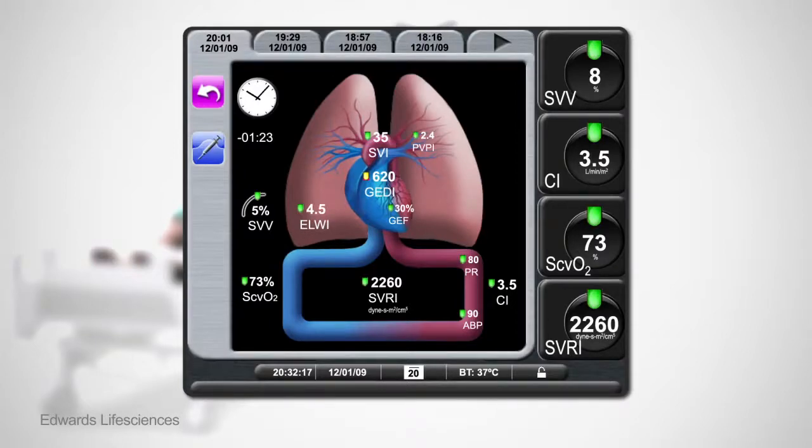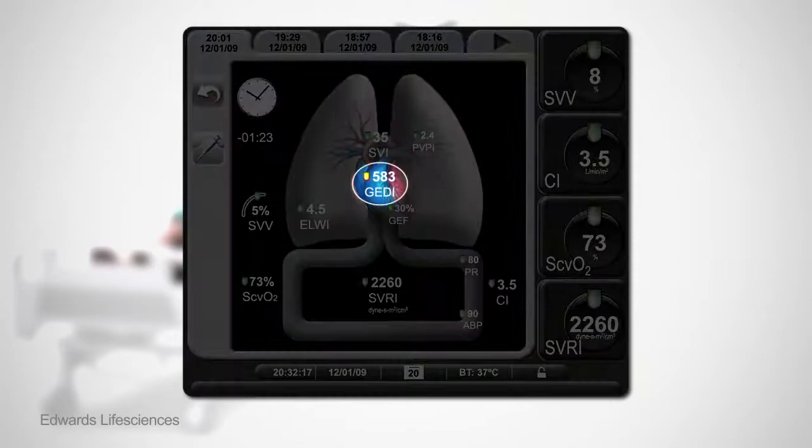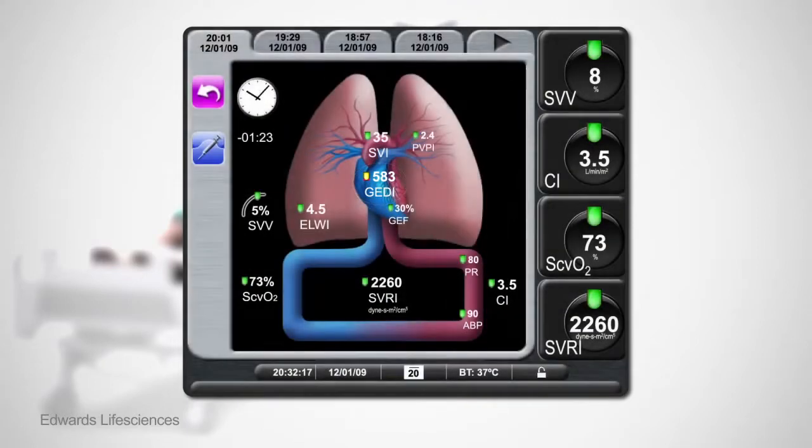A hypovolemic patient may have a GEDI of less than 680 milliliters per meter squared. Notice how the heart enlarges as the GEDI measurement rises. A hypervolemic patient may have a GEDI of more than 800 milliliters per meter squared.